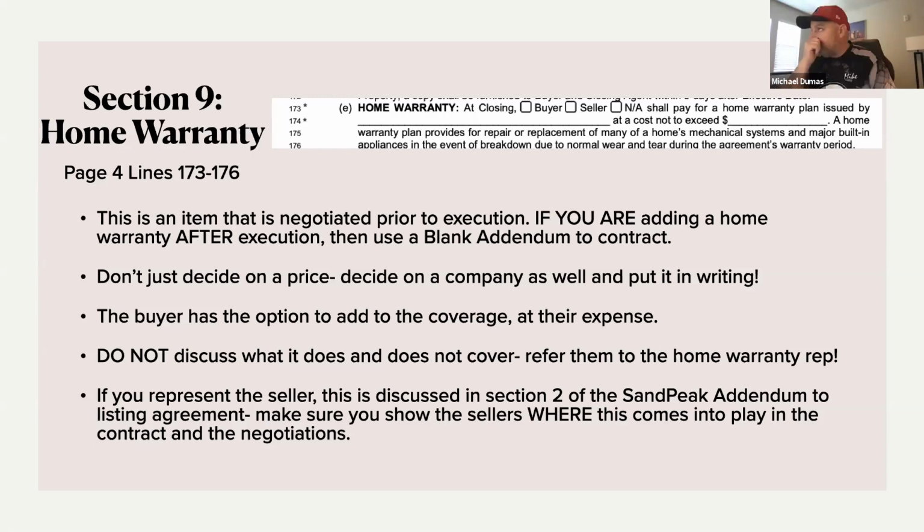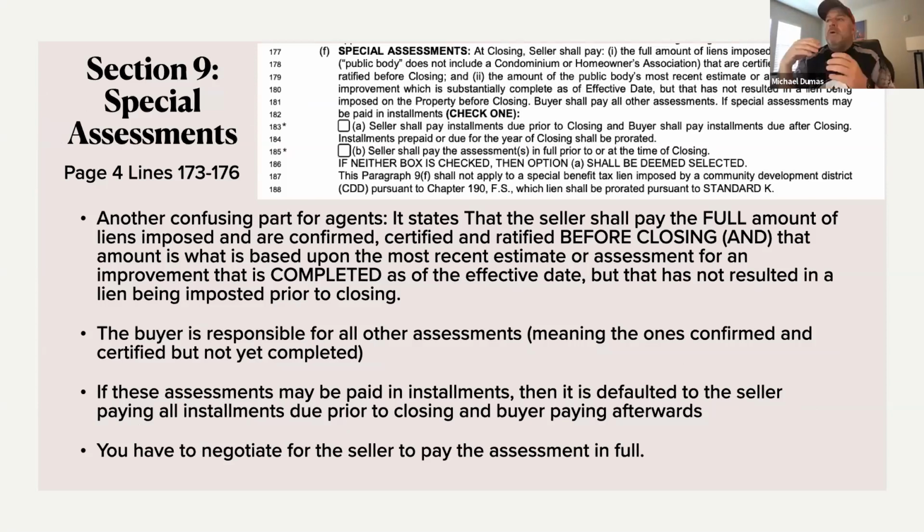Special assessments, another part that gets really confusing for people. What this section states is that the seller shall pay the full amount of any liens that are imposed and confirmed, certified, and ratified before the closing date, not the execution date, before the closing date. And those amounts are based upon the most recent estimate or assessment for an improvement that is completed as of the effective date. So there's two parts to that, but that has not resulted in a lien being imposed prior to closing.